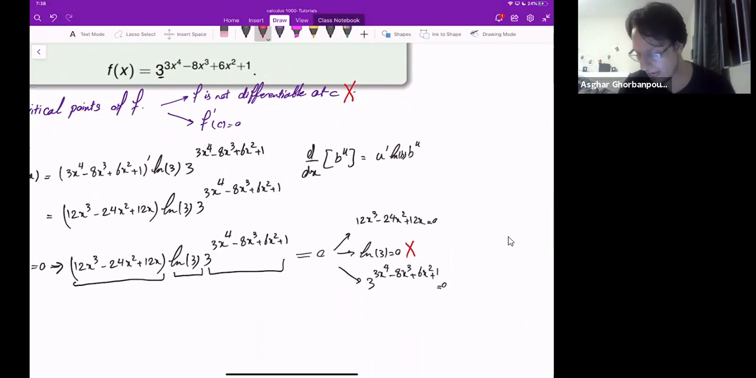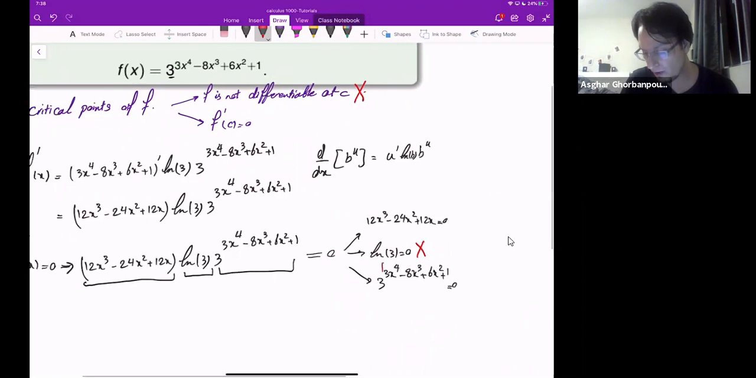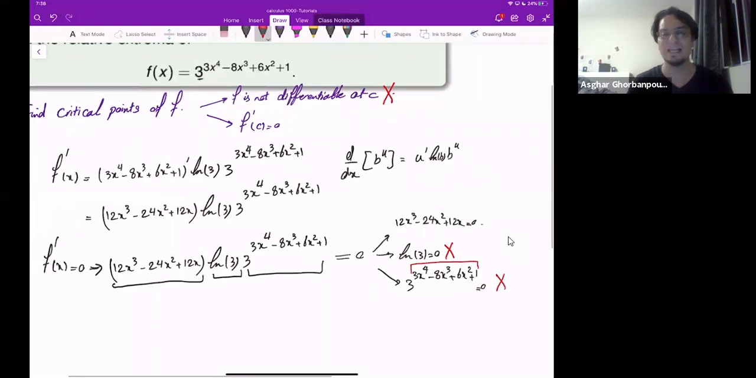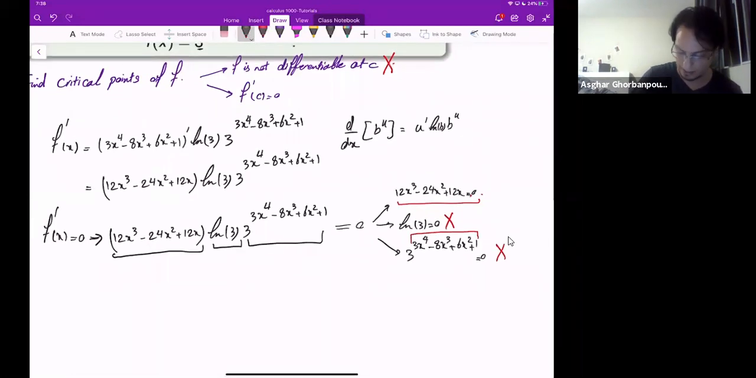On the other hand, in the third one, we have 3 to the power of some number. Exponential functions, 3 to the power of anything you put there, never intercept the x-axis. So they don't have any root. So that means that this cannot be true. Or another way of saying that, 3 to the power of any number you put will be a number not equal to 0. So the only part that will make f prime equal to 0 will be this piece here. Okay, so now we have to solve this piece. 12x cubed minus 24x squared plus 12x must be equal to 0.